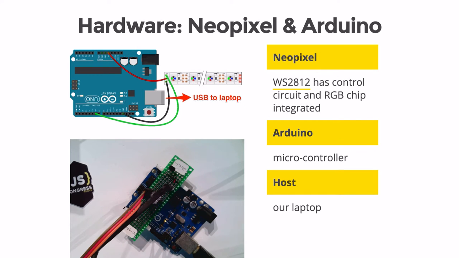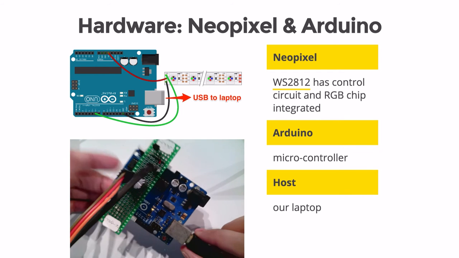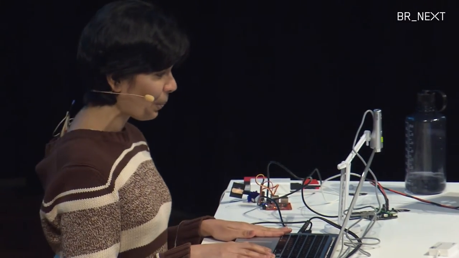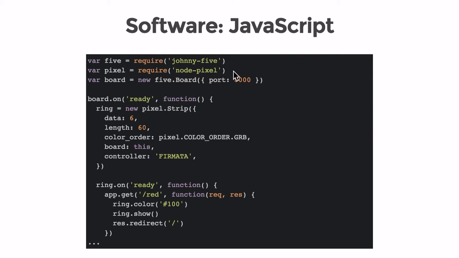Let's go through the hardware here. This is the hardware, and any Firmata-based application has three things to consider. First is the hardware, which is the NeoPixel and the Arduino board. Next is the host computer where you're running the JavaScript. So let me talk about the software that is running the JavaScript.